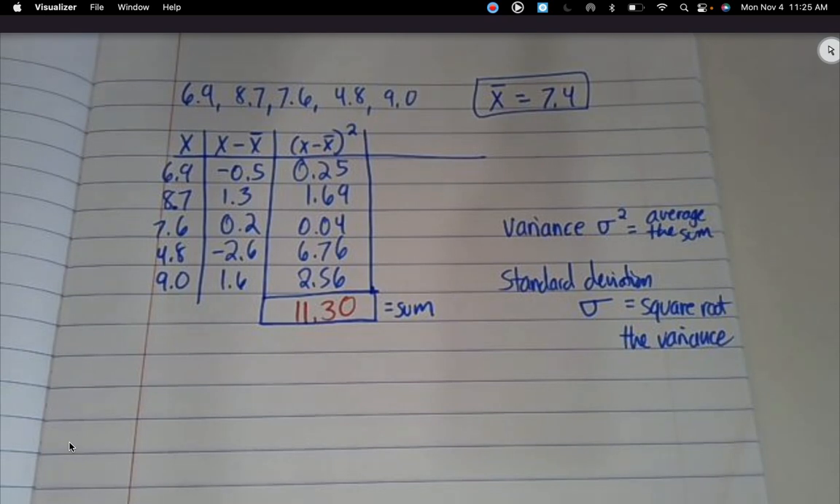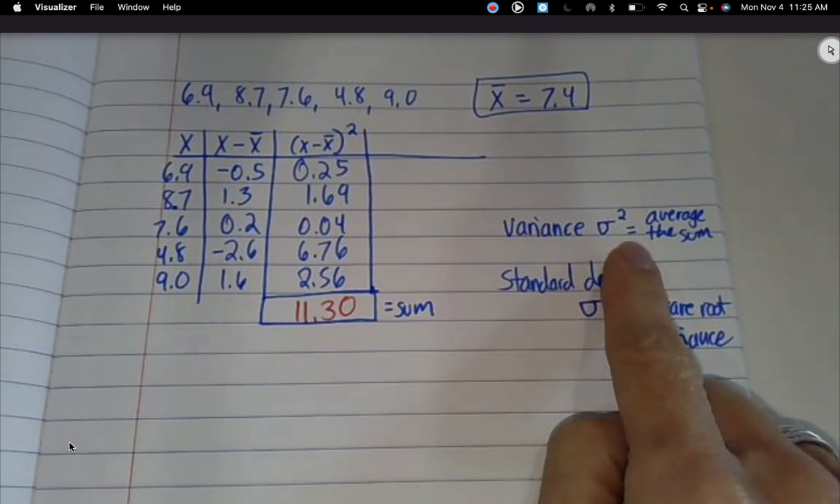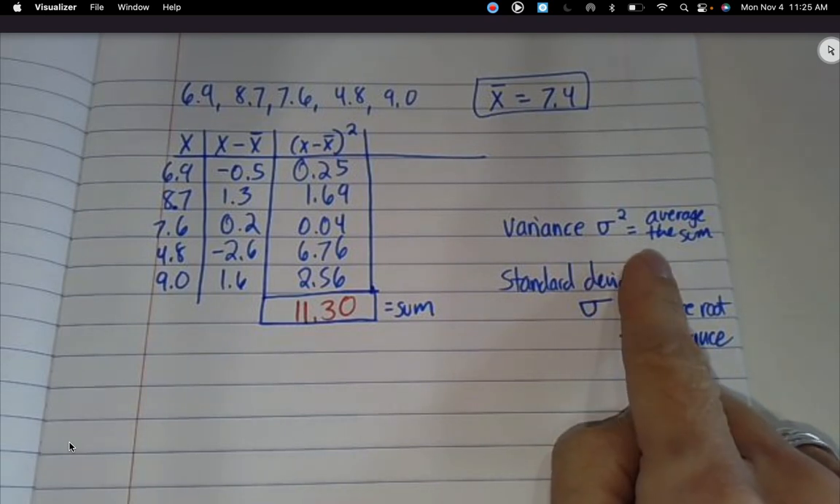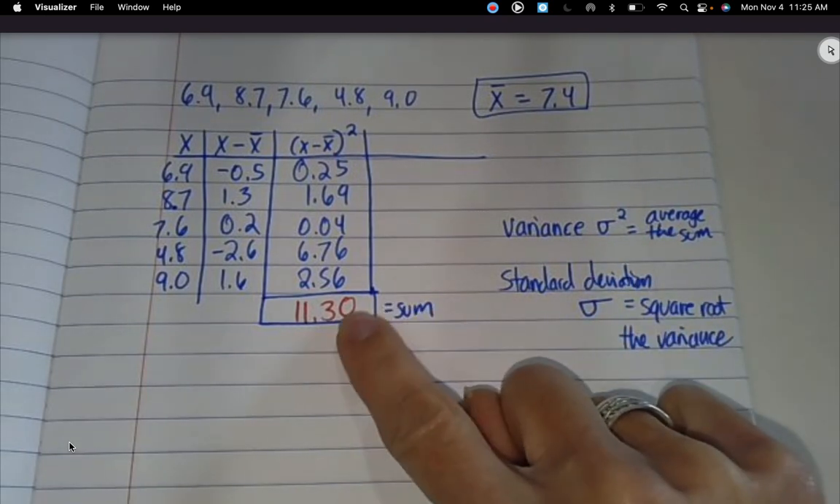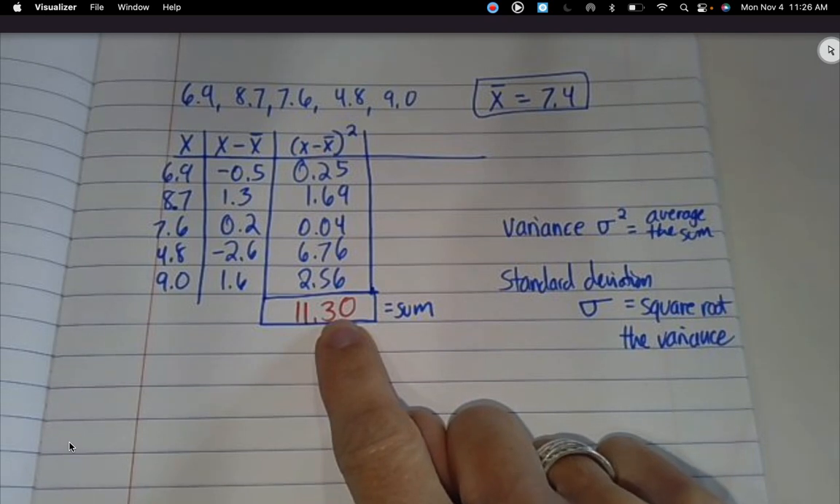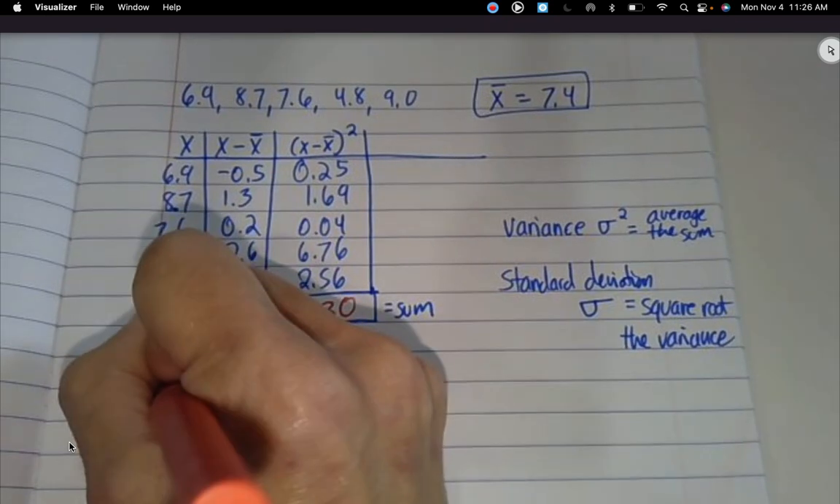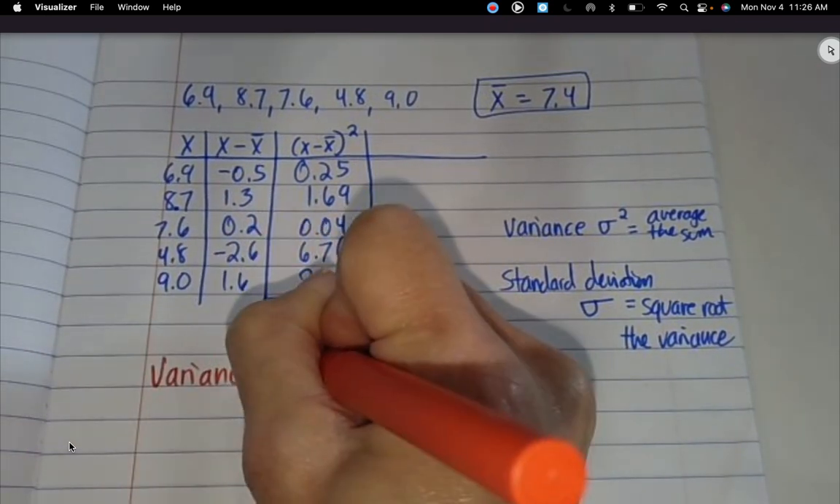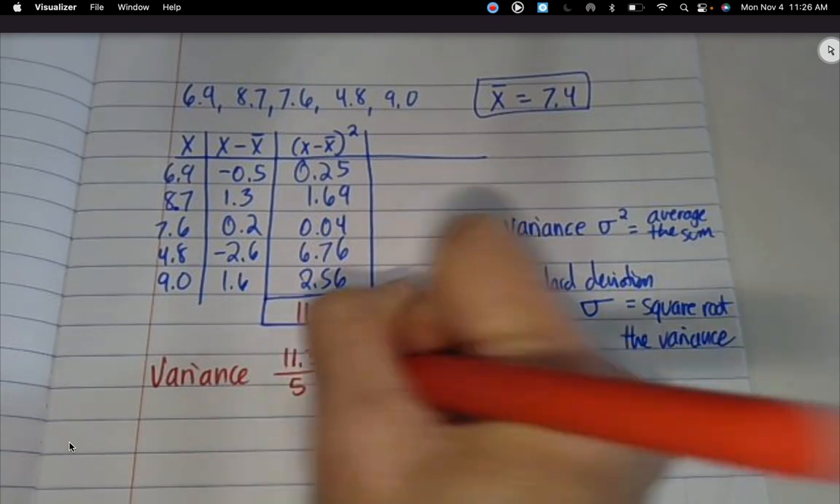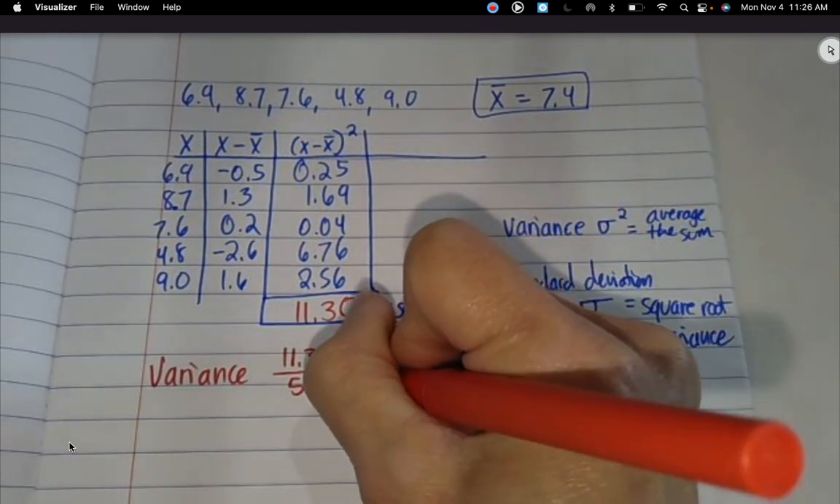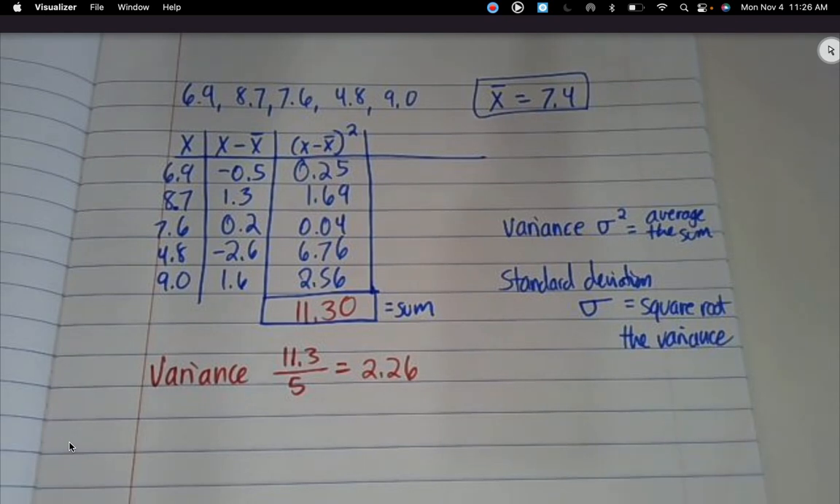Now that doesn't tell me an answer. Well, not yet. We're going to find the variance first. The variance, which we don't use much, we need standard deviation. But you'll have problems where they'll say, what's the variance? You just average this sum. So I add them all up and divide by how many were there? 5. That's your variance. So my variance is going to be the 11.3 divided by 5. Yep. And I'll stop and wait there for a second. That's one of my answers. It's not the big thing that I needed, though. There's the variance.